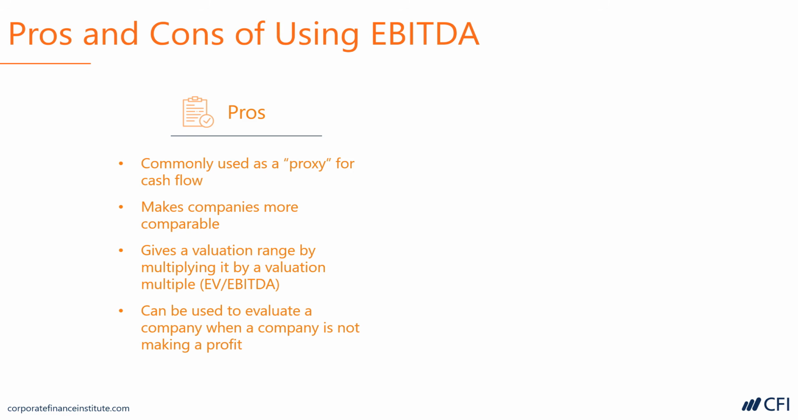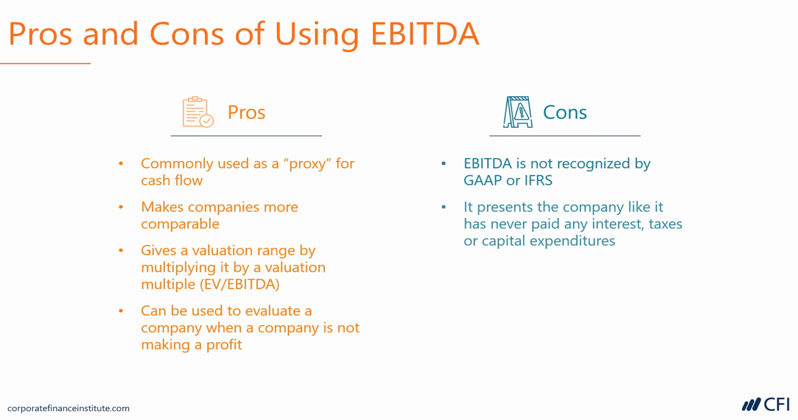It can also be useful for companies that are not profitable yet, for earlier stage companies, or if a company is having a lot of volatility in earnings, then EBITDA smooths things out and hopefully will be positive if earnings are not positive. The cons are that it is not recognized by GAAP or IFRS.